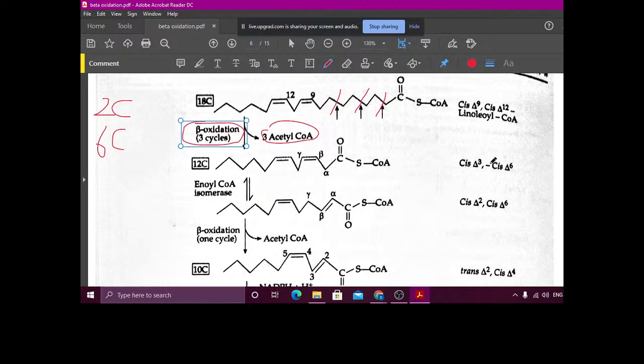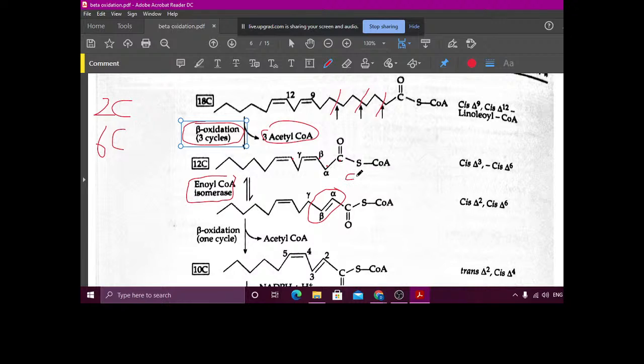Now the nomenclature changes: delta 3 and delta 6. 1, 2, 3, so this is delta 3 and this is delta 6 here. There are two double bonds over here. Then enoyl CoA isomerase works and converts this alpha-beta bond from cis into trans, isomerization takes place into trans.